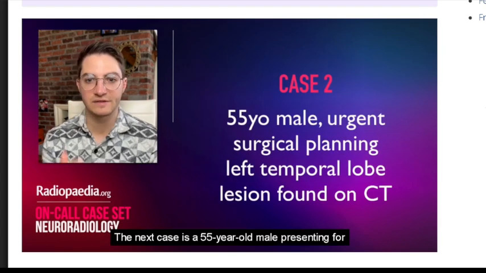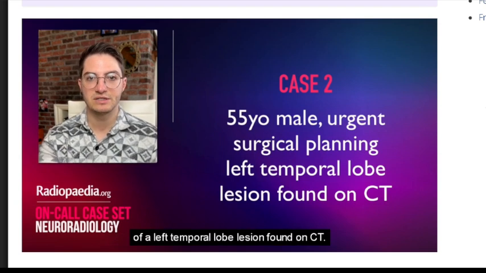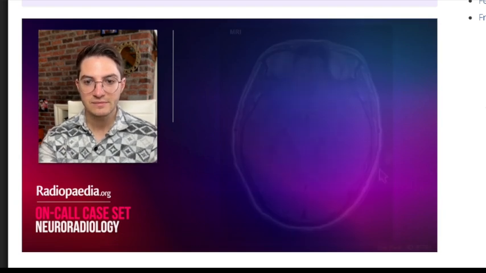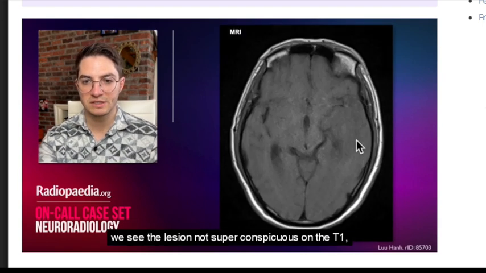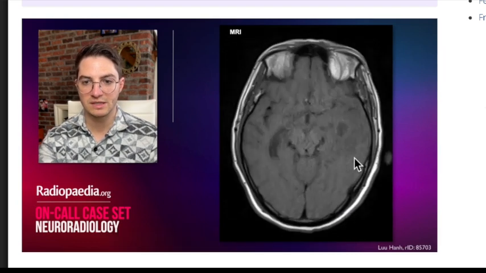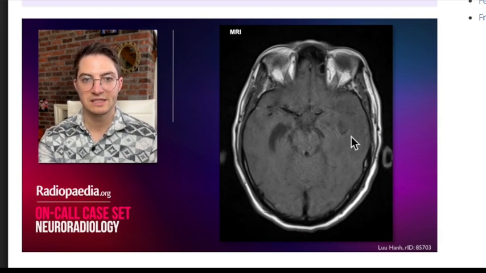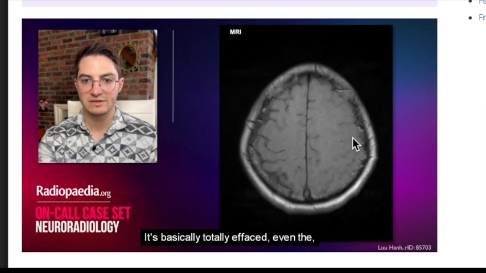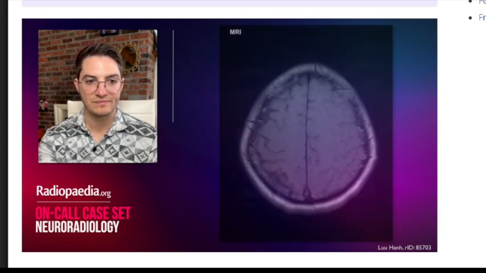The next case is a 55-year-old male presenting for urgent surgical planning of a left temporal lobe lesion found on CT. So we look at the non-con T1. We see the lesion, not super conspicuous on the T1, but there's probably some degree of edema around it. We see here a little bit of relative hypointensity, quite a bit of mass effect. Look at the temporal lobe on the right side in comparison to the left. It's basically totally effaced. Even the sulci up here are very crowded in comparison to the contralateral side.